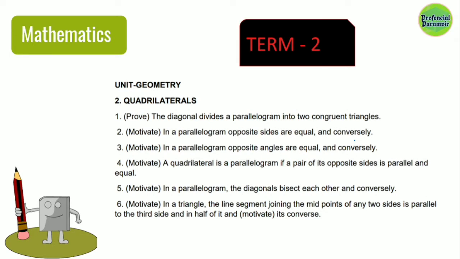So the next unit is geometry. From the unit geometry, in the second term we are having the chapter quadrilaterals. From this chapter, the diagonals divide a parallelogram into two congruent triangles. We are having this proof.